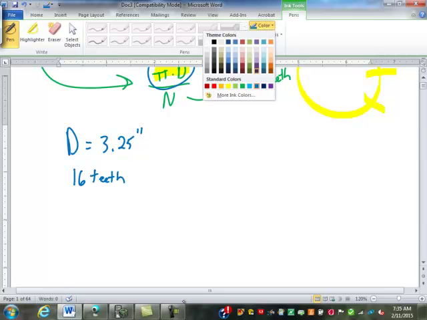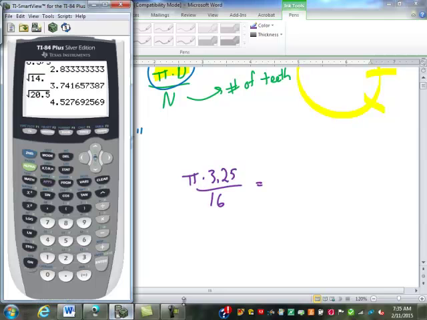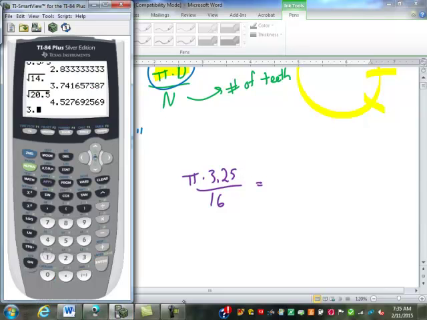So the circular pitch will be pi times 3.25 over 16. When we do this one, since there's only one number on the bottom, remember we talked about this a little bit, if there's more than one number on the bottom, we have to use parentheses. But here there's only one number down here, so we don't have to worry about it. It's just going to be pi, or 3.14 we'll use. I think the packet uses 3.1416, just a little bit more accurate. So we'll do pi times 3.25 divided by 16.